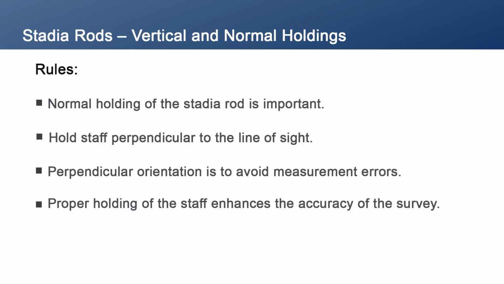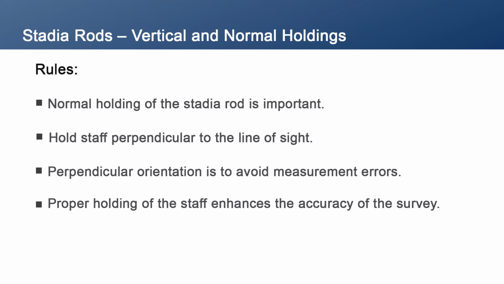Vertical holding and normal holding of the stadia rod are important for achieving accurate measurements. So, let us discuss them now. Vertical holding is generally easier as it ensures the staff remains perfectly upright, making it simpler for surveyors to maintain alignment. In ordinary work, the verticality of the staff can be judged by the eye, but in precise surveying, it is judged with the help of a plumb bob. However, even minor deviations in verticality can lead to significant computational inaccuracies.